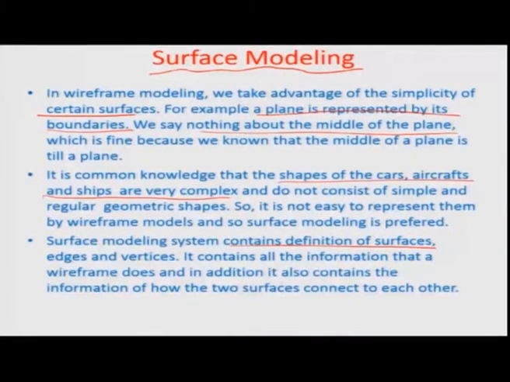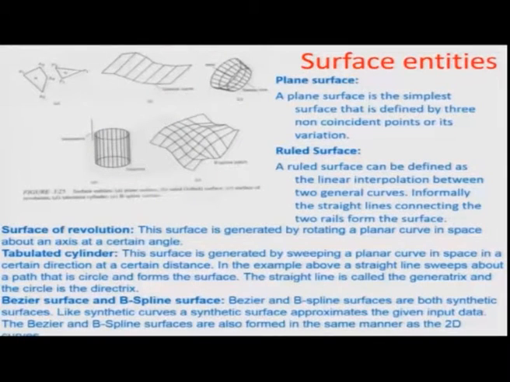So, surface modeling systems contain definitions of surfaces, edges, vertices. It contains all the information that a wireframe will not provide, and in addition it also contains information of how two surfaces would connect to each other. There are certain entities which can be defined. For example, a plane surface could be defined with 3 lines most simplistically, or maybe multiple lines, as you are seeing in this particular figure. If 3 non-coincident points are in space in near proximity to each other, they automatically define a plane which passes through all the 3 points.